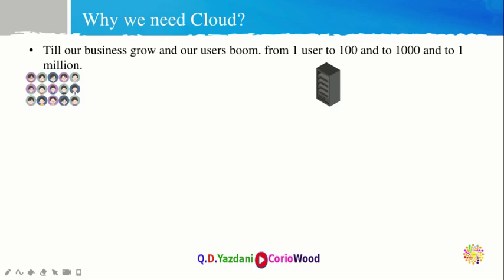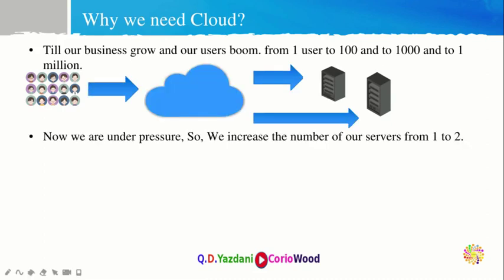Say with the country, if it explodes to one country or one continent, and I guarantee you it's going to be more than 1 million, then you have a problem. So now our users are connected to our websites, because it's not 1 user as before. There was only us, and as it grows, we have to provide 2 servers. So now we are under pressure, so we increase the number of our servers from 1 to 2. As before we had only one server, and now we have to increase it to 2.